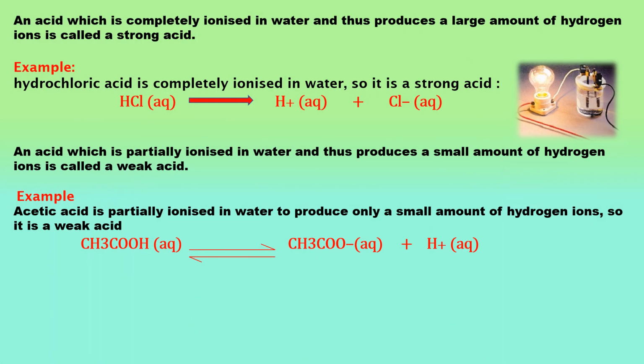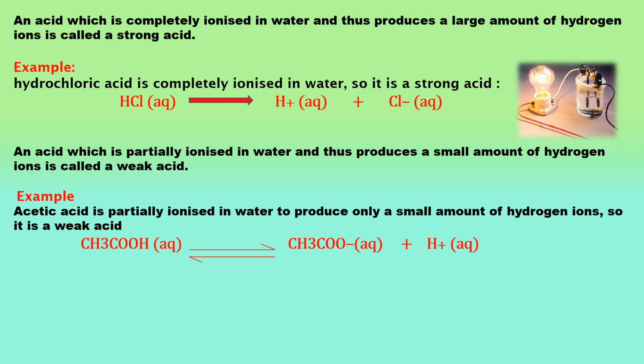An acid which is completely ionized in water and thus produces a large amount of hydrogen ions is called a strong acid. For example, hydrochloric acid is completely ionized in water, so it is a strong acid. The single arrow pointing towards right in the above equation indicates that hydrochloric acid is completely ionized to form ions. Sulfuric acid and nitric acid are also strong acids because they are fully ionized in water to produce a large amount of hydrogen ions. Strong acids react very rapidly with other substances, such as metals, metal carbonates and metal hydrogen carbonates, etc. Strong acids also have a high electrical conductivity because of the high concentration of hydrogen ions in their solution.